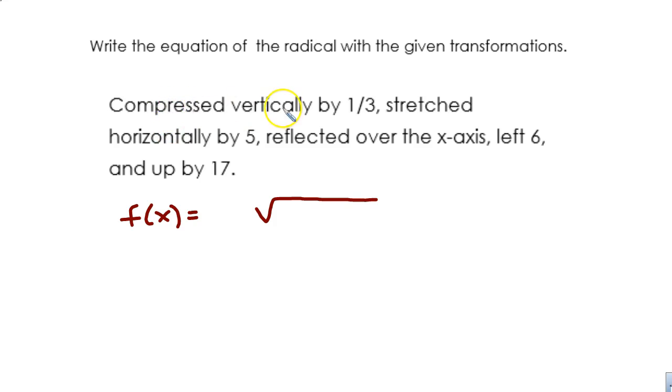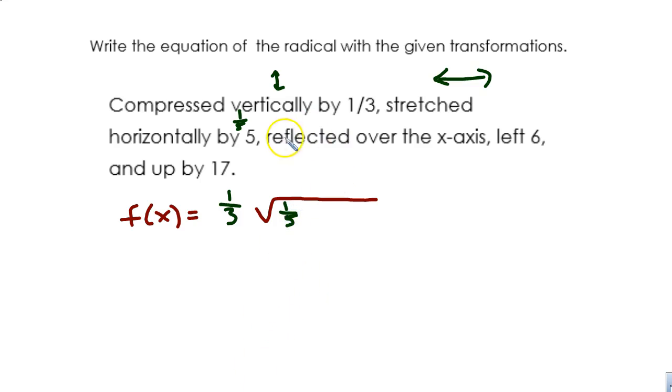Now it says compressed vertically. Vertically is up and down by 1/3. That happens outside the radical at the beginning. Compressed vertically by 1/3. It's just going to be a 1/3 at the very front. Stretched horizontally by 5 is left to right. Now that's going to be under the radical, and it's always the reciprocal of this number. So if it's stretched by 5, that means the number I'm going to have inside is the reciprocal of 5, or 1/5.